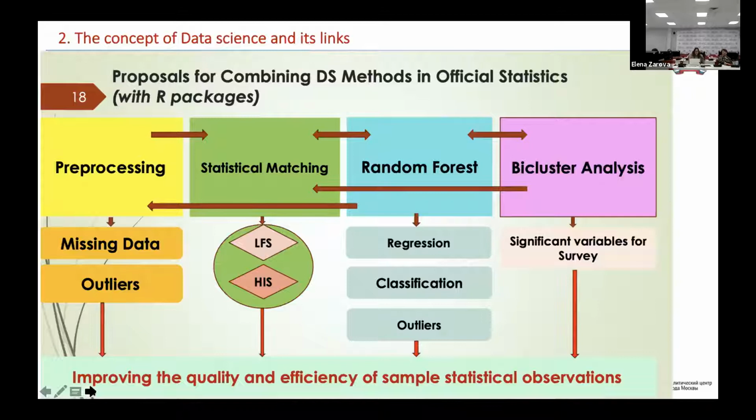Actually, Professor Elena Zarva gave us the entire set of steps on how to process the research. We start from collecting data. After that, we have to preprocess it to check missing data and outliers. After that, you can enrich data by the procedure of statistical matching, find some hidden knowledge by random forest, and use bi-cluster analysis.